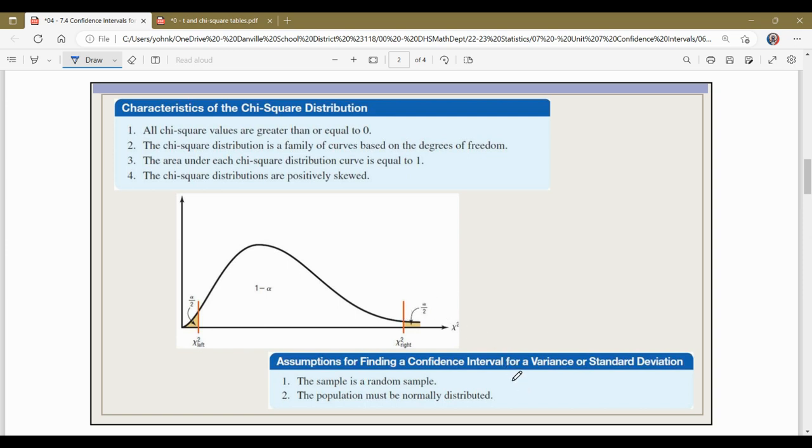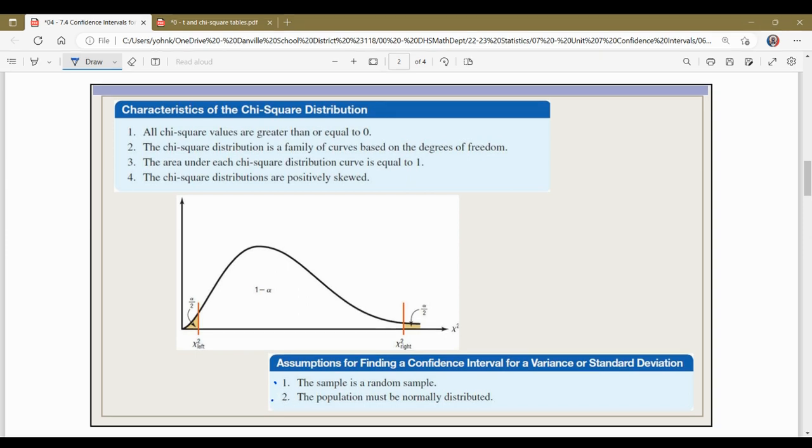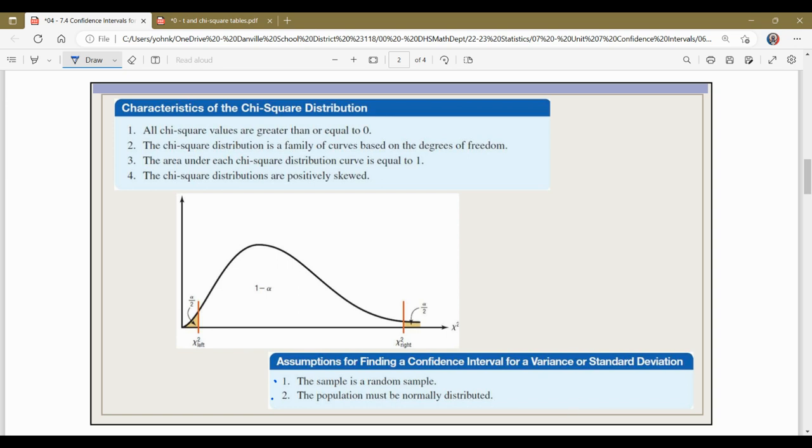There are 2 assumptions for finding a confidence interval for a variance or standard deviation. Number 1, and this is true of every interval we've written, is that the sample must be a random sample. There cannot be any bias, any kind of skewing of the data in any kind of way. It must be random. And then number 2, this one pops up as well each and every time, that the population must be normally distributed. If the population is not normally distributed, then it's probably skewed in some kind of way, which means there's some bias, which means that it's not a good sample.